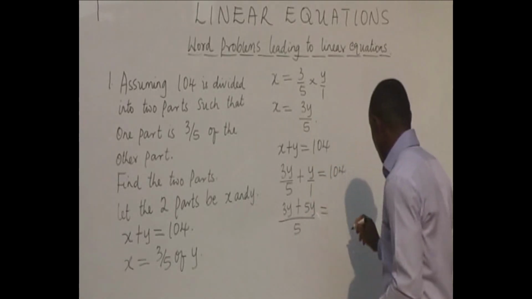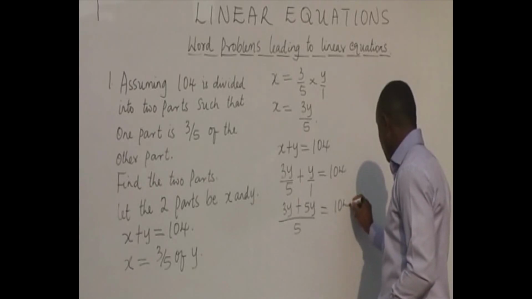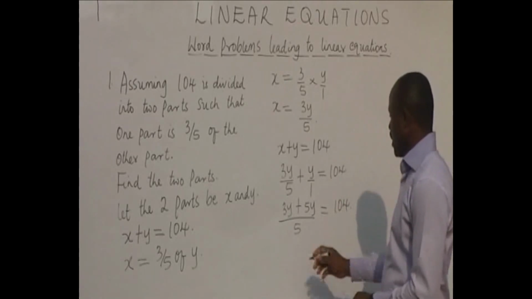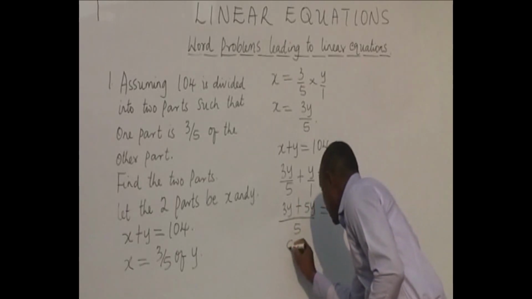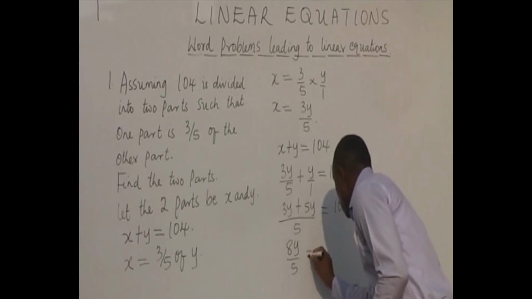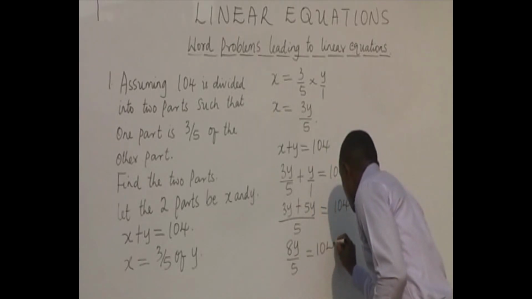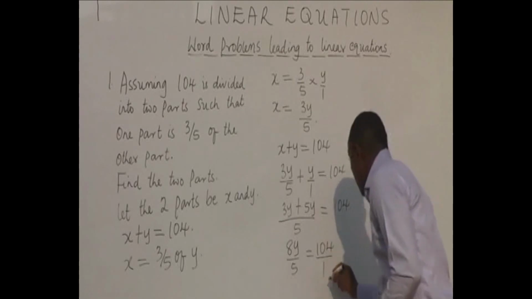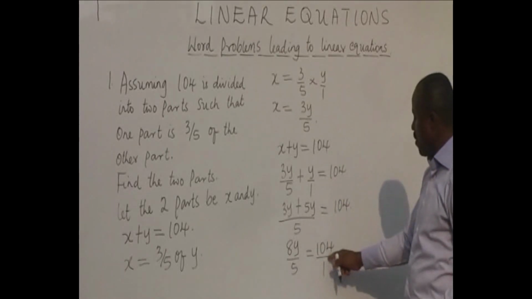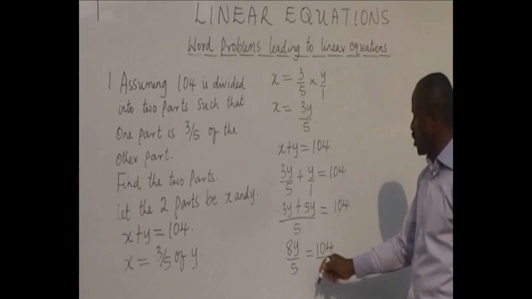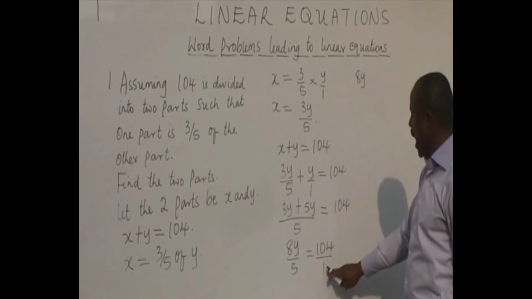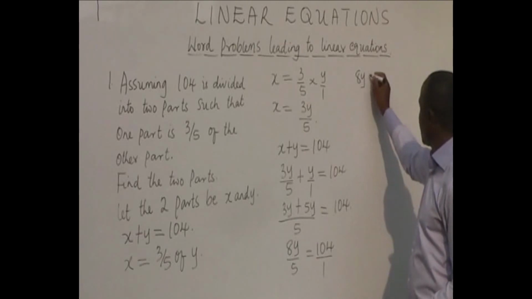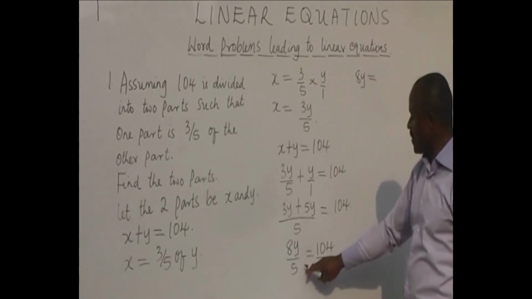Is equal to 104. 3Y plus 5Y will give you 8Y. So we have that 8Y divided by 5 is equal to 104 all over 1. I have just written 104 in fraction form. If you cross multiply, you discover that 8Y times 1 will give you 8Y. And it's going to be 5 times 104.